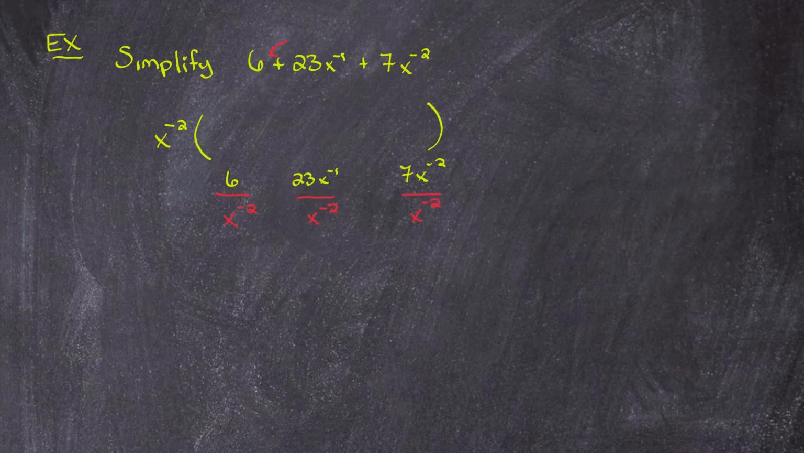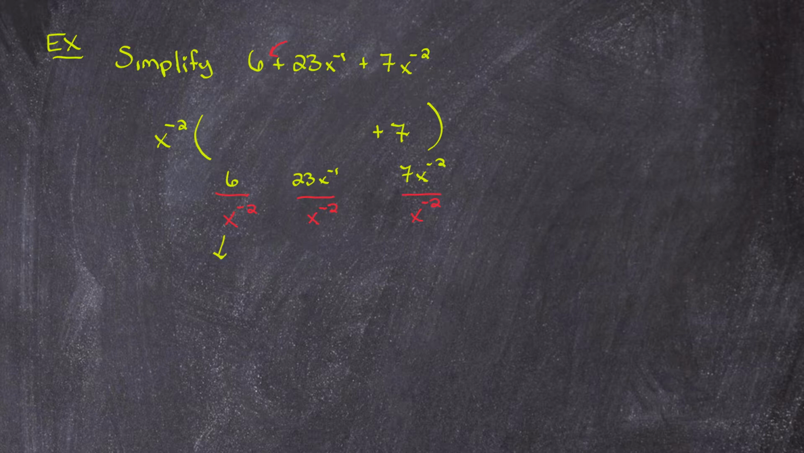And when you look at that, at least the third term there, the 7x to the negative 2 over x to the negative 2, is very quick and simple. That is just a positive 7. And you can distribute the x to the negative 2 back in, and you'll see you have a positive 7 times x to the negative 2. It does work out. The other two are going to take a little bit of work.